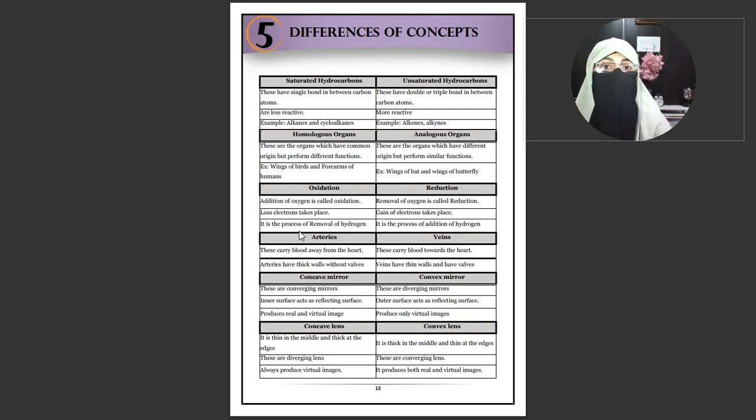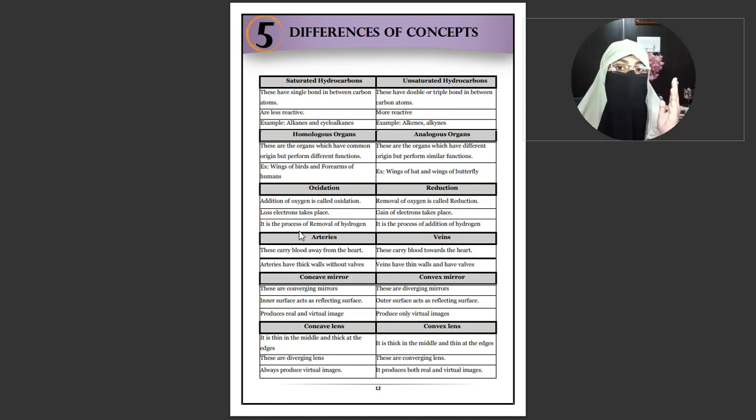And then homologous and analogous organs. Homologous, homo means same, so they have a common origin but they perform different functions. Example is wings of birds and forearms of humans, so they have the same origin, both are limbs. That is our hands, and the wings of the birds are limbs. But what function do both of them do? Wings help in the flight of a bird, and our forearms help in doing actions. So their functions are different, but their origin is same.